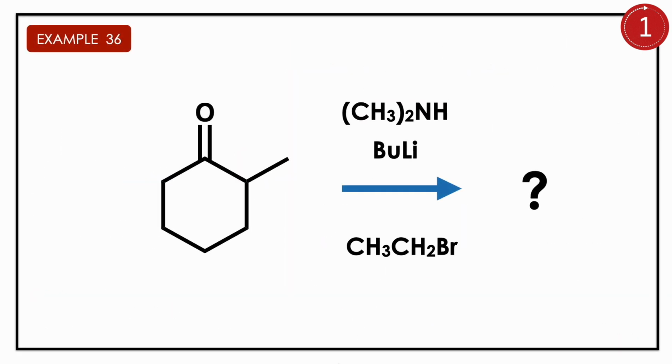Then the next example: you have cyclohexanone with a methyl group at the second position. You are reacting with methyl amine, butyl lithium and ethyl bromide. You should find what will be the final product.